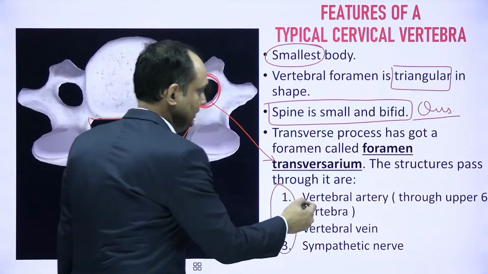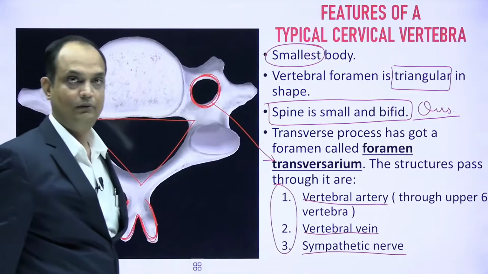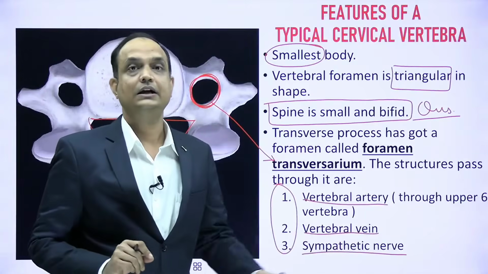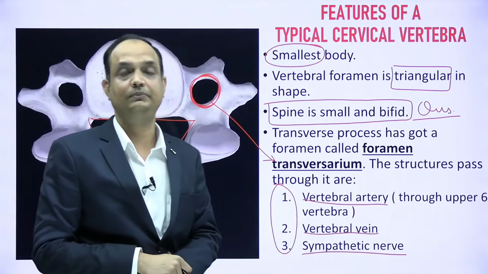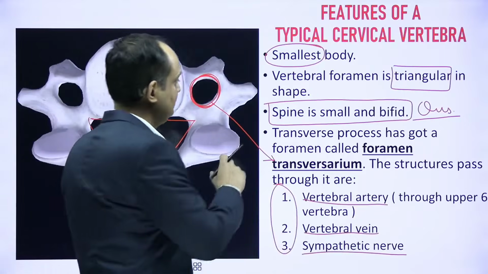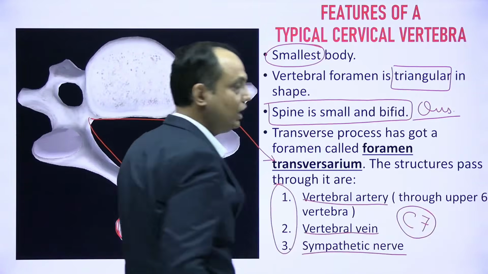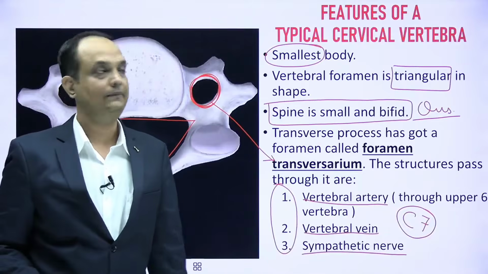So this is the foramen transversarium, and through this foramen transversarium three structures will pass. First is the vertebral artery, then the vertebral vein and the sympathetic nerve. But the point is that the vertebral artery is present in the foramen transversarium of the upper 6 cervical vertebrae. The foramen transversarium of C7 does not have the artery; it has the vein and nerve only.